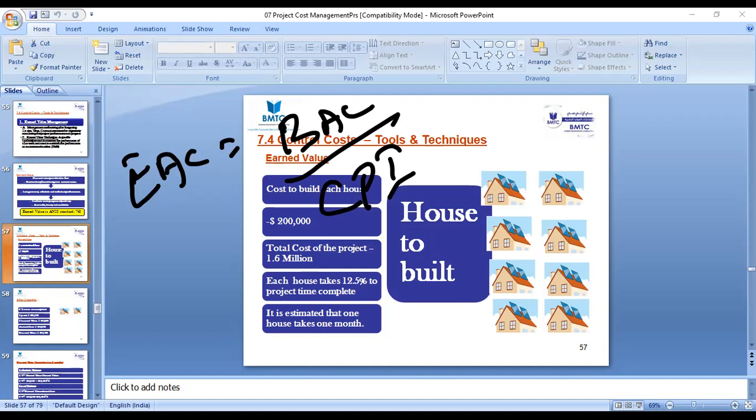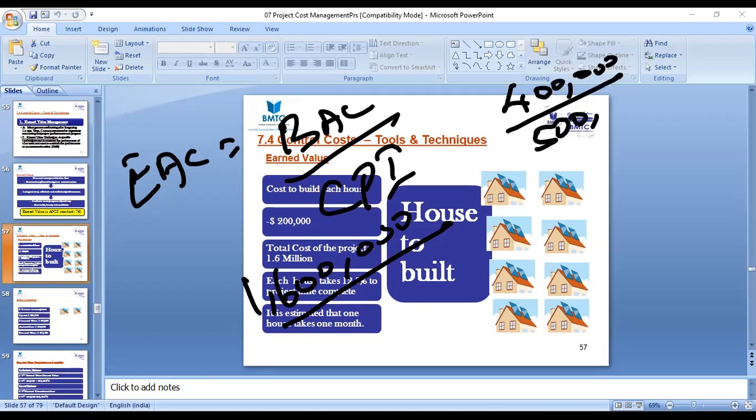So what is our BAC? Anyone? 1.6 million, right? Yes. So what is our CPI? CPI is EV divided by AC, right? So what is our EV? 400,000 divided by 500,000, right? So what is the value we get? 0.8. So can you use your calculator? What is your new EAC?